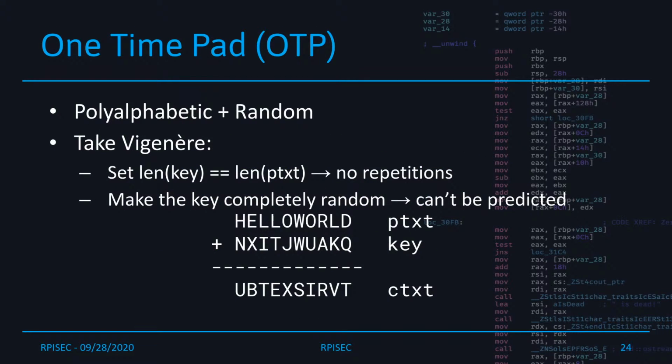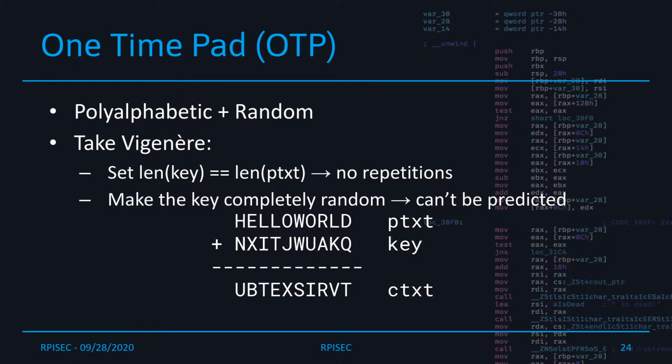So another polyalphabetic cipher that tries to actually solve the problem we just saw. So with Vigenère, the problem is that if our key repeats and it coincidentally winds up with a repeat in the plaintext, then we can gain some information about the length of the key. The one-time pad scheme tries to fix this by saying, hey, you know what? Let's just set the length of the key equal to the length of the plaintext, and let's make the key completely random. That way it can't be predicted.